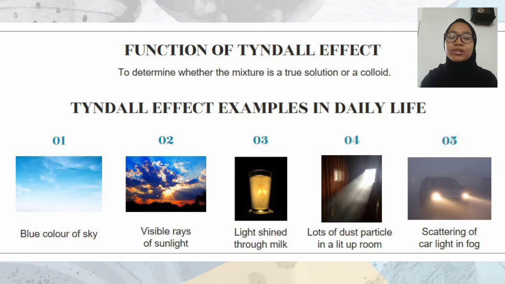Below are examples of the Tyndall effect in our daily life. For instance, the color of the blue sky, visible rays of sunlight, light shining through milk, lots of dust in a lit up room, scattering of car light in fog, and many more. For better understanding, let's watch 4 videos about the Tyndall effect. The first 2 videos are experiments that you can do at home, and the other 2 videos are examples of the Tyndall effect in our surroundings.